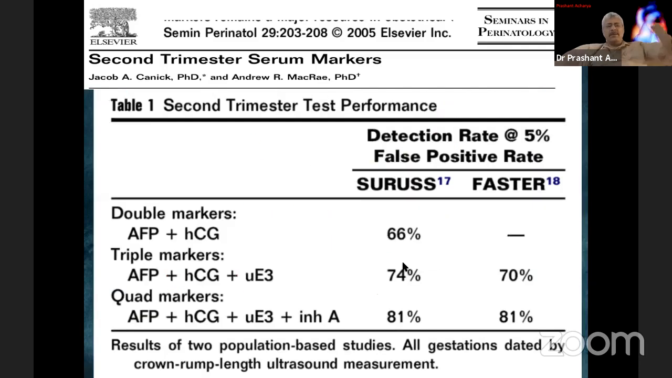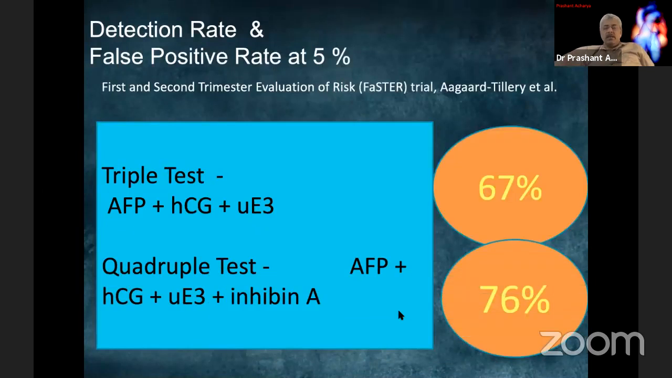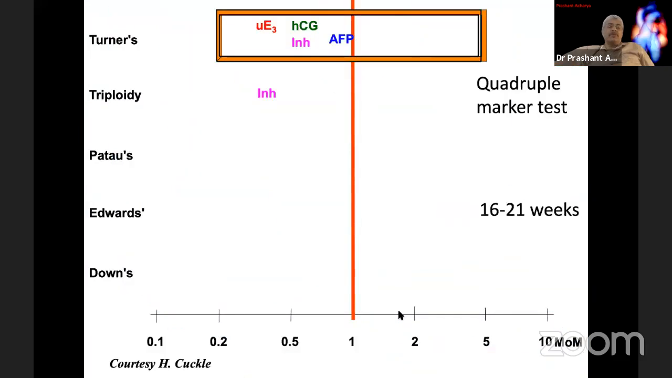Again, the detection rate if you are using quadruple marker, somebody says it can go up to 81% if you are using second trimester biochemical markers, but at a 5% false positive rate. The moment I keep it at 3%, it will drop to around 71% or even lesser. Again, one study has shown 67 to 74%.